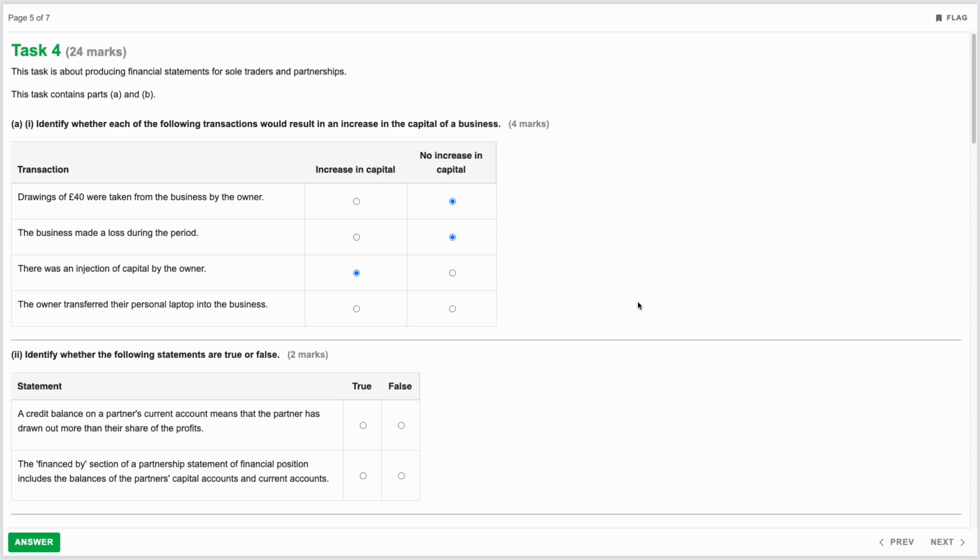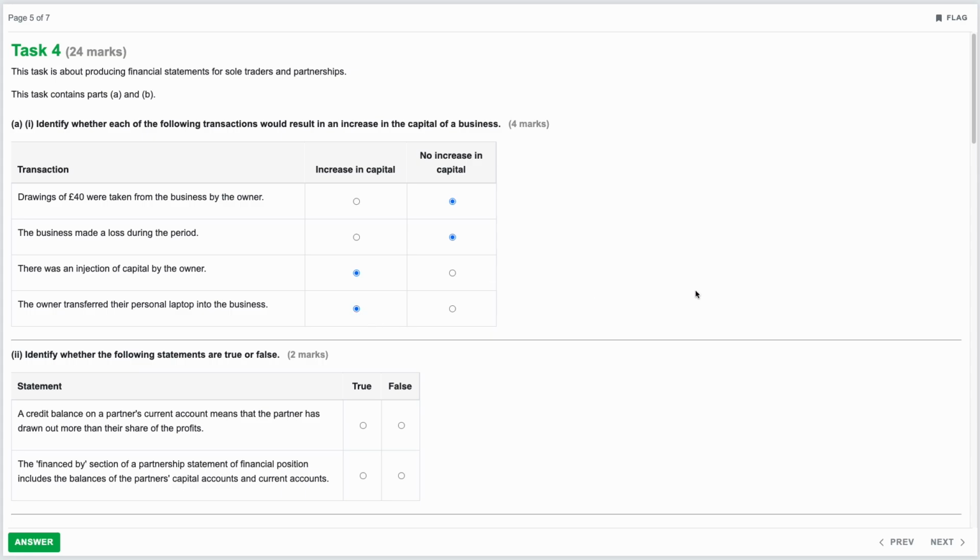And then the owner transferred their personal laptop into the business. So although this is not a cash injection, it would still be an increase to capital. So the way that would work is we would debit our IT equipment because that would have increased in value if they are transferring the ownership from personal into business. So it would increase our IT equipment and we would therefore have to credit our capital because the value of that laptop is then owed back to the owner. So it would be an increase in capital.